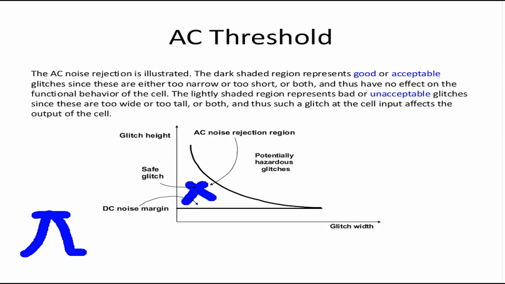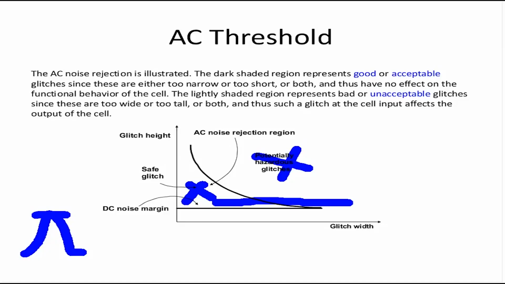But more than this, if any noise is greater than the DC noise margin, we also have to think about the width of this noise. If the glitch width is more, you are going into the area of potentially hazardous glitch. If the width is less, you are more into the safe area. What it means is that there are now two conditions that need to be satisfied for a glitch to propagate.